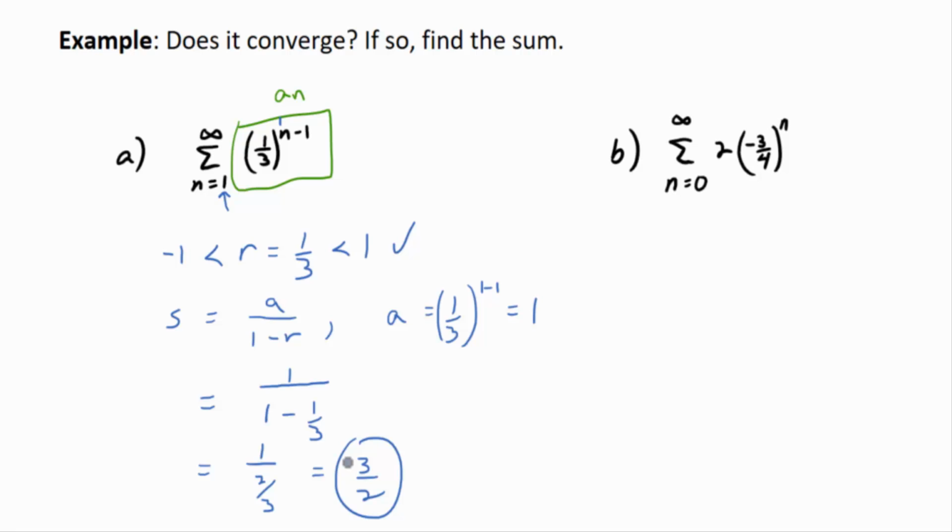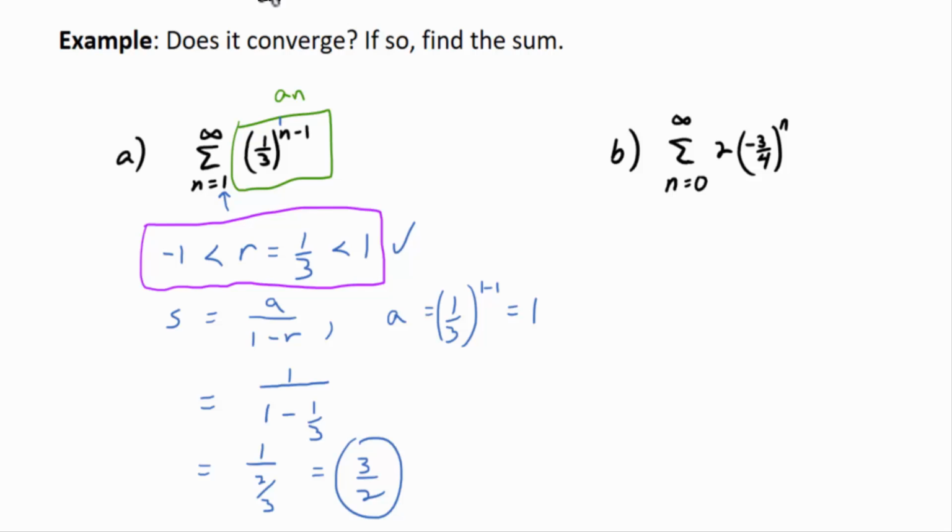Can you guys do part B for me? Just keep yourself awake. So this would be a nice format to follow. Find r first and note whether or not it satisfies the condition. Because if r is bigger than 1 or smaller than -1, you're done. It diverges. Right? So do that first and then apply the formula a over 1 minus r, you got to find a and then apply it.